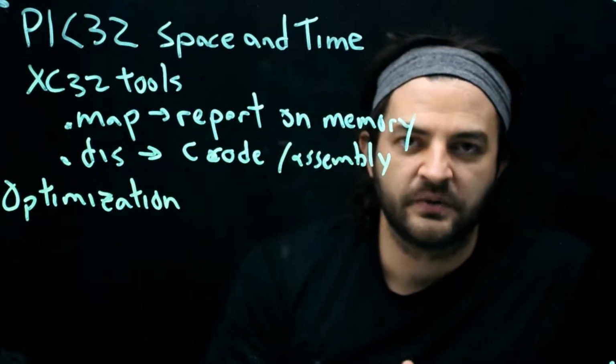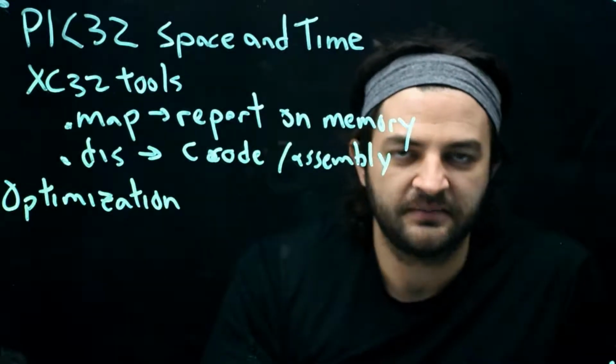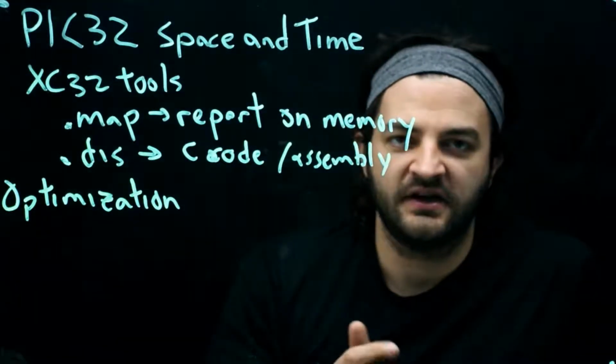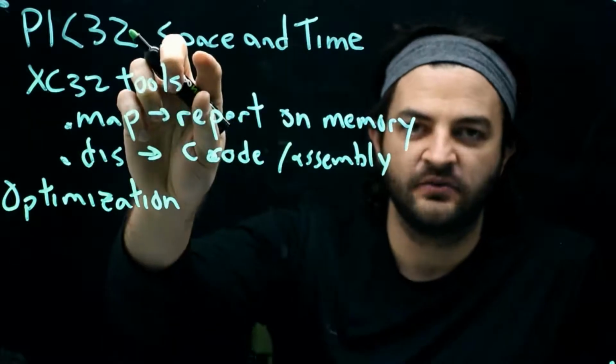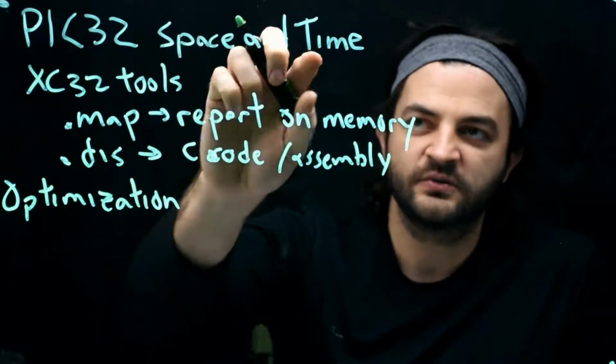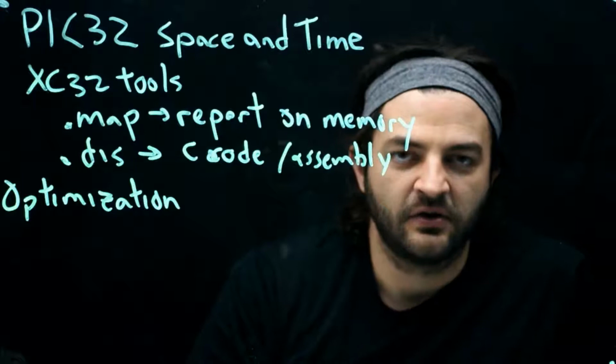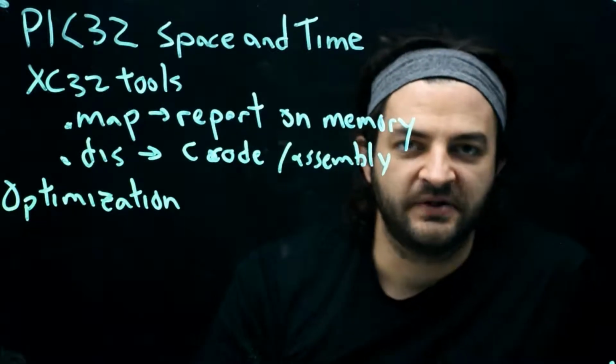So our compiler, when we run it, we get to tell it actually which kind of optimization to use. Should we optimize so that it takes less space so that we can get more code into the same PIC? Or should we optimize for time so that our code runs faster? And those two usually play off each other.